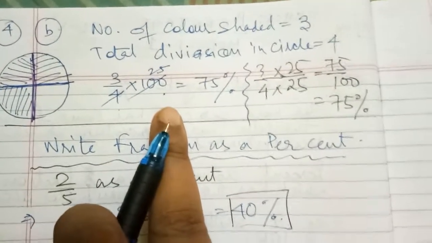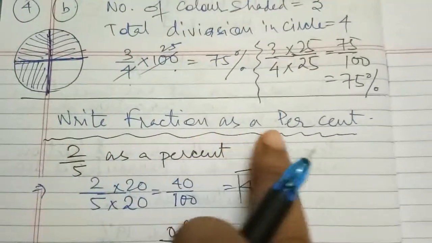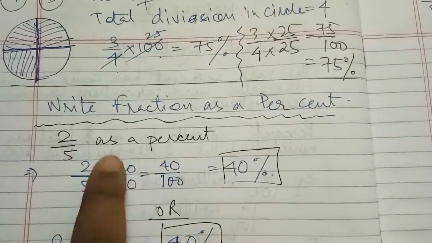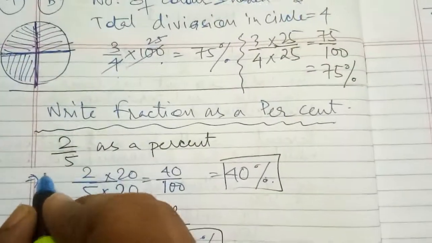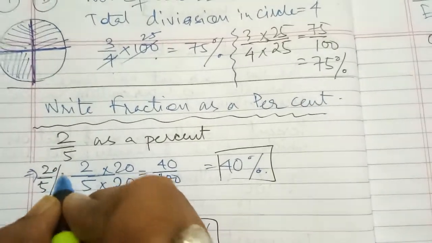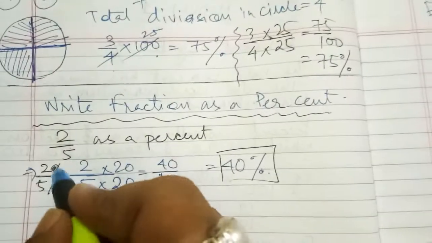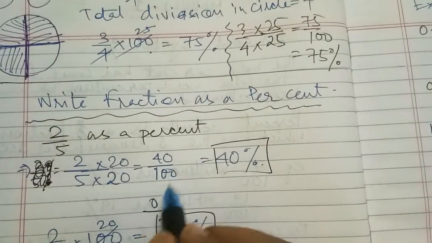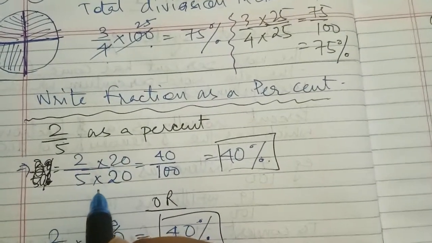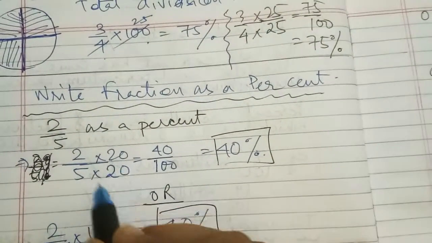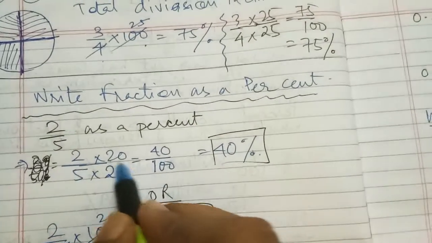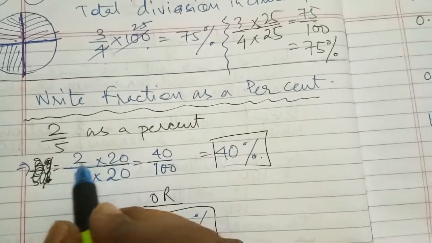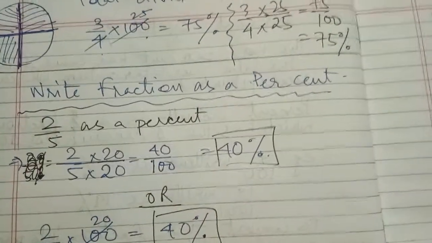Okay. Next, now we will start with writing a fraction as a percent. 2 by 5 is given, to be written as a percent. I have to make the denominator 100, so I have to multiply with such a number that the denominator comes to 100. 5 into 20 is 100. Then I have written 20 here. Then definitely you have to multiply the numerator also with 20. 20 into 2 is 40. That is 40%.